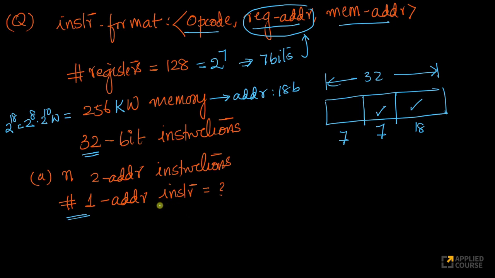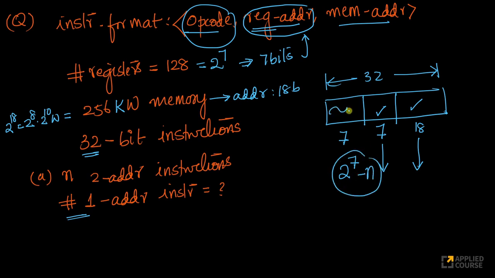Now there are 2 ways to think about it, right? Look at this. My opcode, register address and memory address. I have n 2 address instructions. So how many 2 address instructions can I have? 2 power 7 here. Okay, I can have 2 power 7 with 7 for register and 18 for my memory address, right? Of these 2 power 7, n of them are 2 address instructions. N of them are taken. So minus n. So this is what is left in these 7 bits for me.